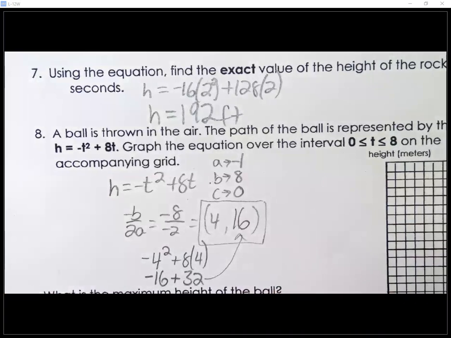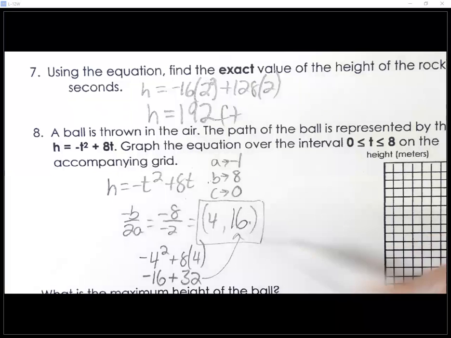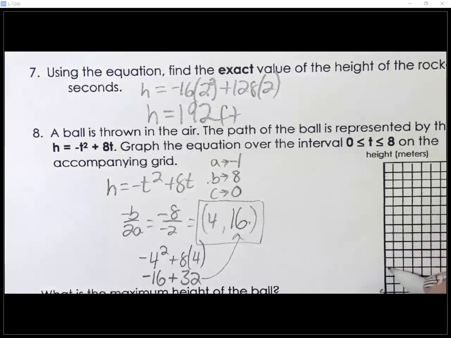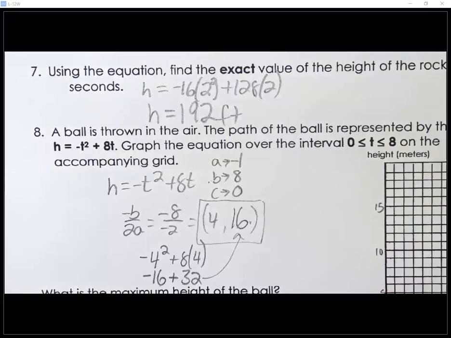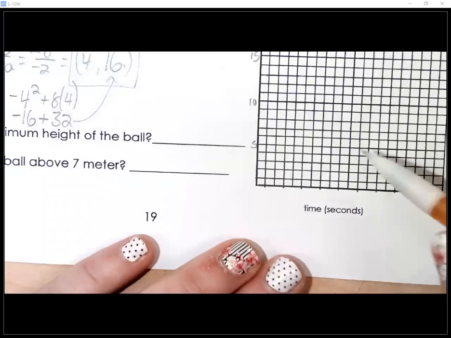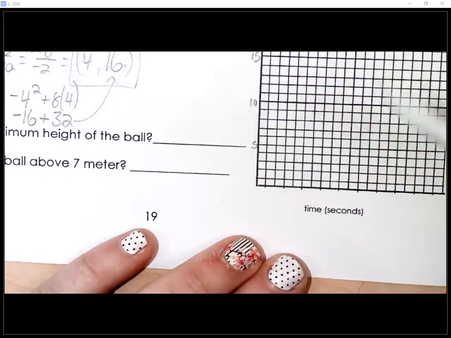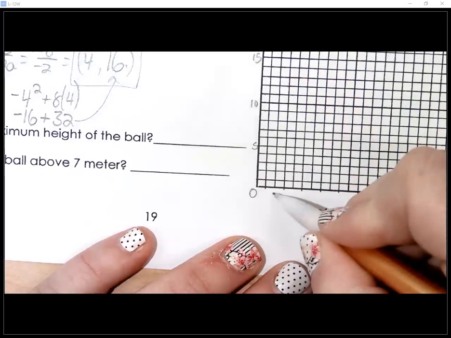So I kind of have to set up my grid here. They didn't give me a scale. So I know the highest I'm ever going to get to is 16. So does it make sense to have each of these be worth 1? 1, 2, 3, 4. Yeah, I think that'll fit nicely on the y-axis. And then the time, we know we need to go from 0 to 8 because that's what they told us to go in. So my corner is going to be 0. So maybe every other line like they did in the graph above.